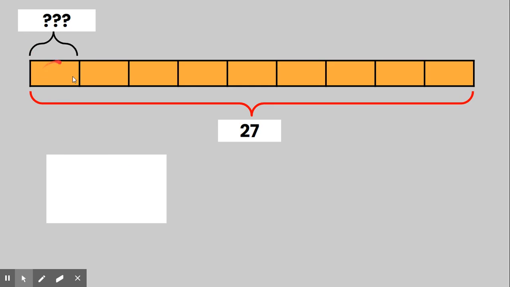This bar model is also split into equal parts. However, this time we already have the whole. We don't know what the value of each part is, so we can't do repeat addition here.